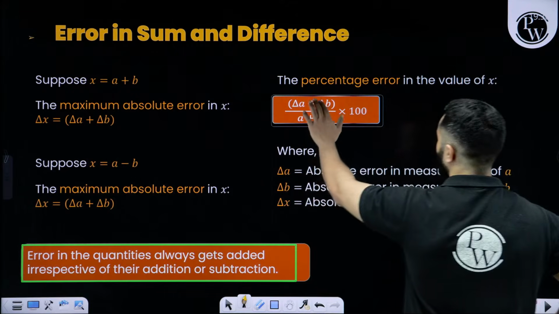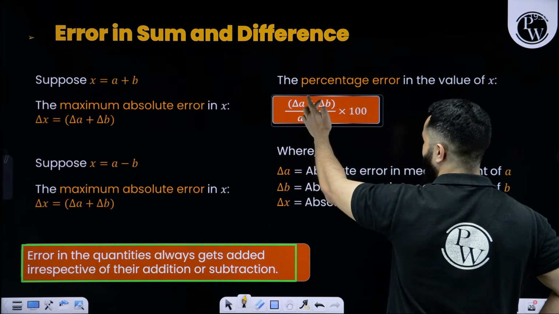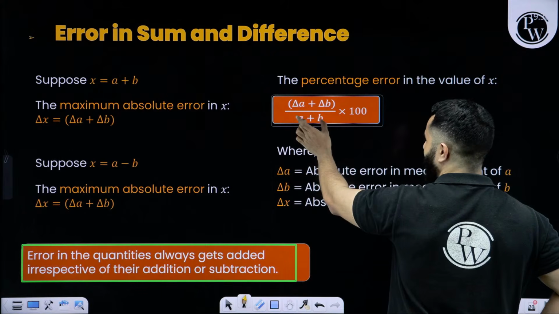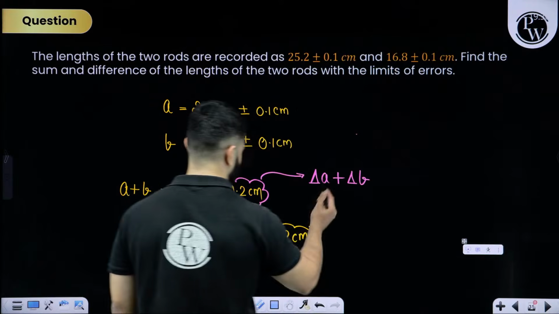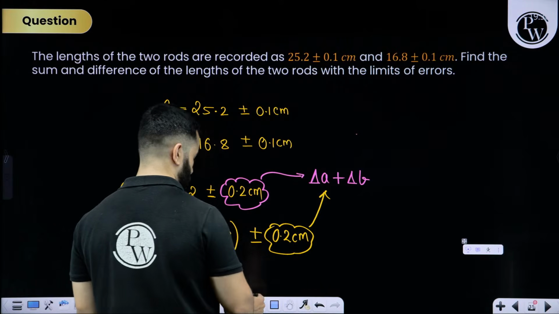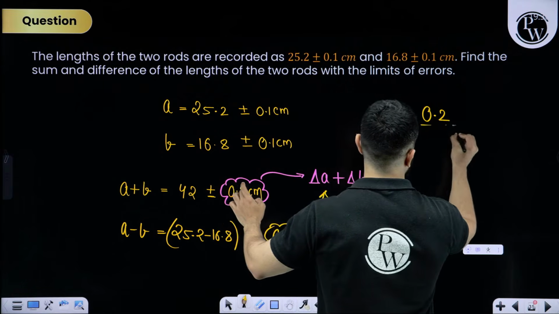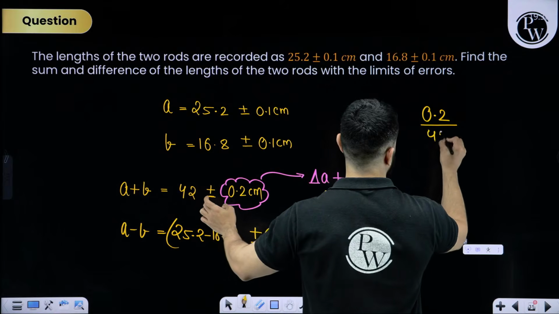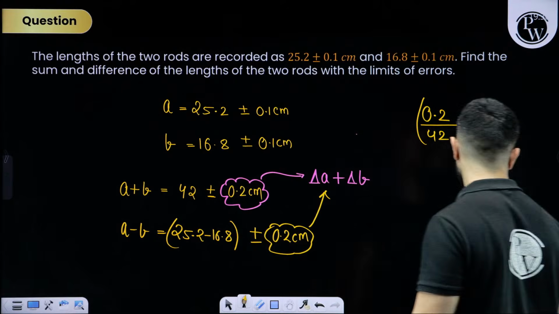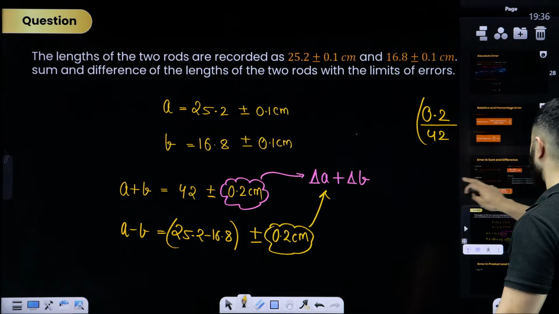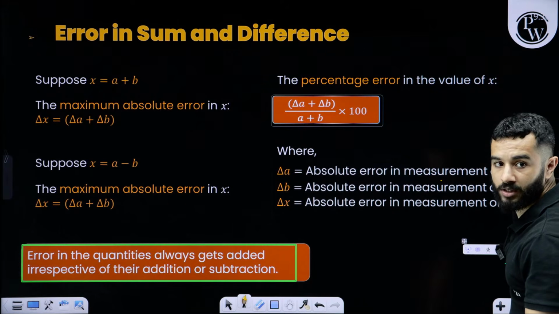And let's suppose they want to find out the percentage error in the value. So percentage error in the value will be delta A plus delta B, that means error divided by A plus B multiplied by 100. So in this case, your delta A plus delta B is 0.2. So if someone talks about percentage error, it would be 0.2 divided by A plus B multiplied by 100. This is going to be percentage error. This is delta A plus delta B divided by A plus B. Okay.